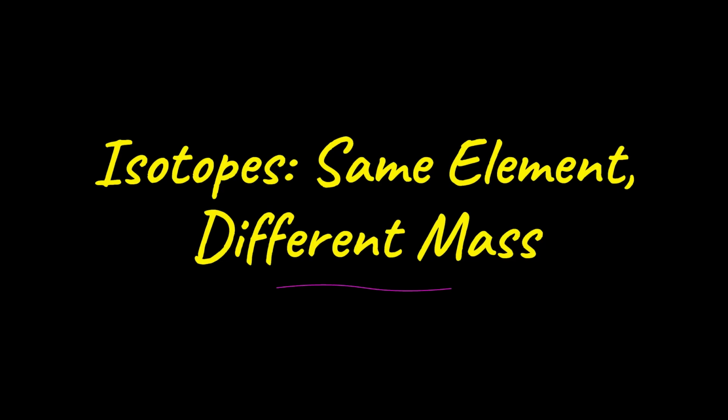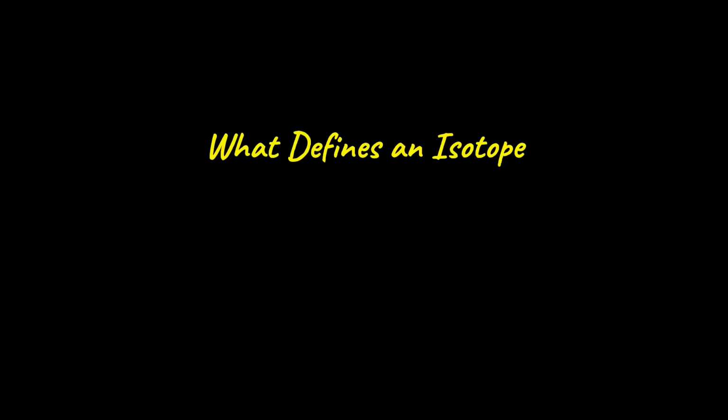Isotopes are atoms of the same element that differ in the number of neutrons they carry. Because chemistry depends on electron configuration, and electrons follow proton count, isotopes behave identically in chemical reactions while differing in mass and nuclear stability. Every isotope of an element shares the same proton count, which locks in the atomic number and electron arrangement.